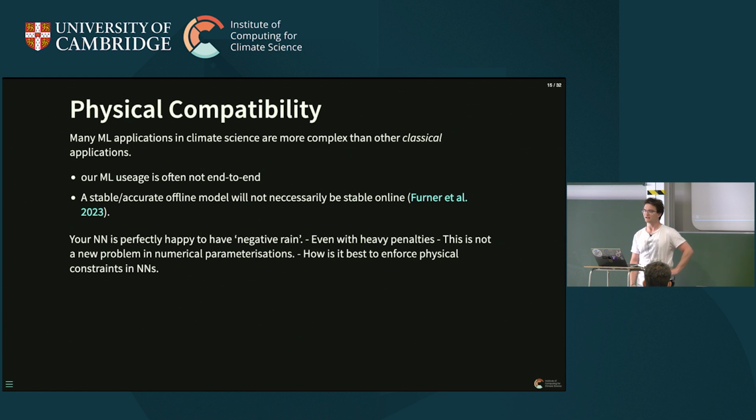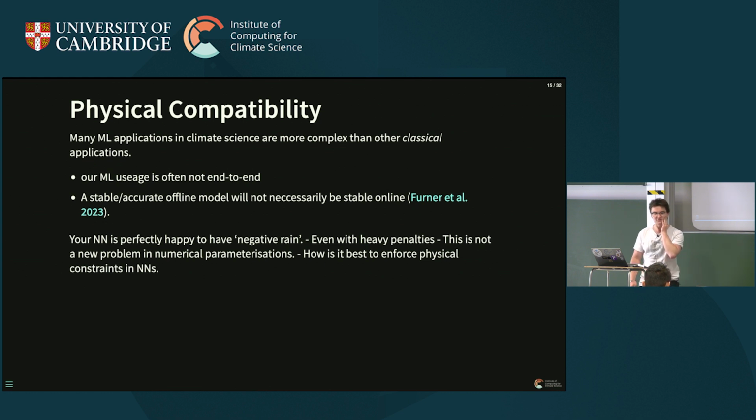And I think this is where a move towards online training is likely to grow. So this is where you train your model whilst running your larger model at the same time. But again, you've then got the overheads of the rest of the climate model rather than just the parameterization.